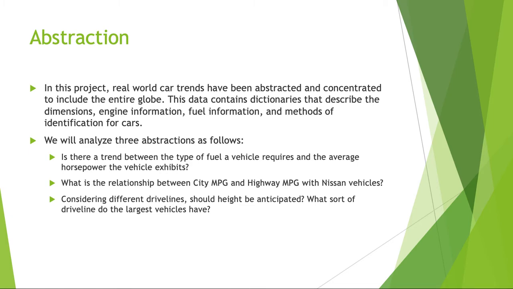And then the 3 abstractions that I decided to use: I looked at if there was a trend between the type of fuel a vehicle requires and the average horsepower the vehicle exhibits. I looked at the relationship between city miles per gallon and highway miles per gallon for Nissan vehicles. And then, considering different drive lines, meaning 4-wheel or all-wheel, front and rear, if there are certain drive lines where bigger or smaller heights are usually anticipated, and what sort of drive line the largest vehicles usually have.